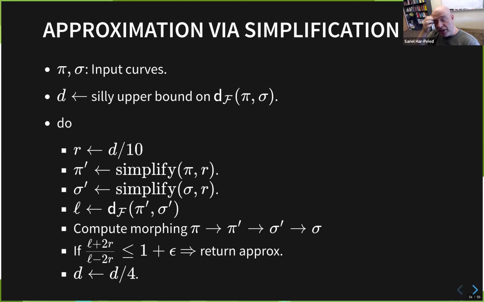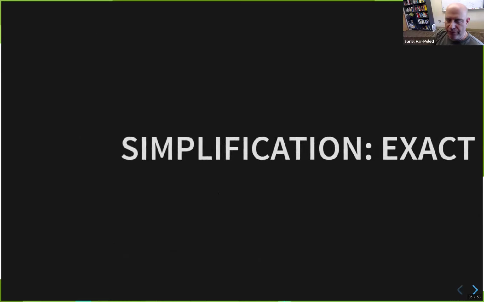Now, so you get an upper bound and a lower bound, which is roughly the simplification radius times 2. And you look at the ratio. If the ratio between the upper bound and the lower bound you have is small, then you return the approximation, you know that it's good. Otherwise, you take this parameter d, and you shrink it by a factor of 4, and you repeat this process. And it works, this is very simple. It works very well in practice. I'm kind of oversimplifying things, but that's the basic approach.